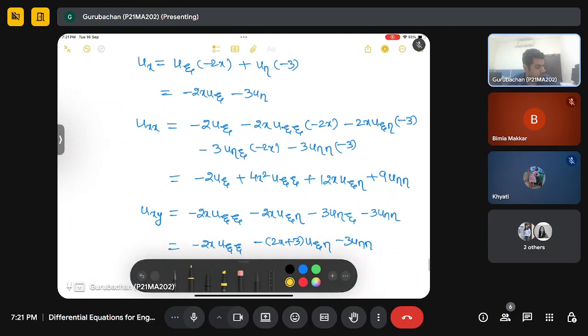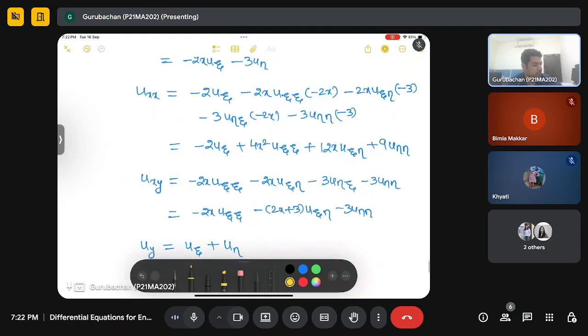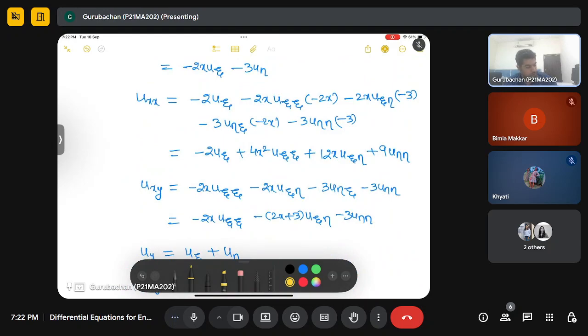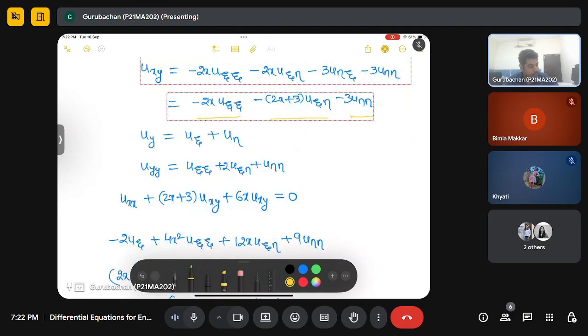So our transformation was, okay, y minus 3x, till now it is correct. Now here, this is 4x square u_xi xi, 9 u_eta eta plus, till here it is correct. Then minus 2 times x u_xi eta, okay, and (2x plus 3) u_xi eta minus 3 times, since here correct, here u_yy 2 times of this, okay, till now it is correct.